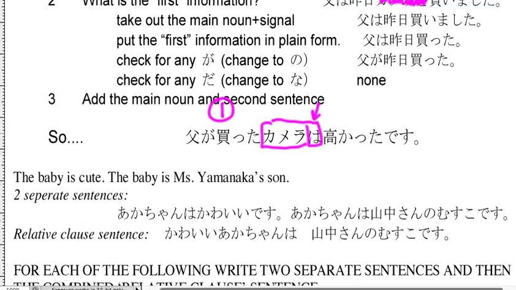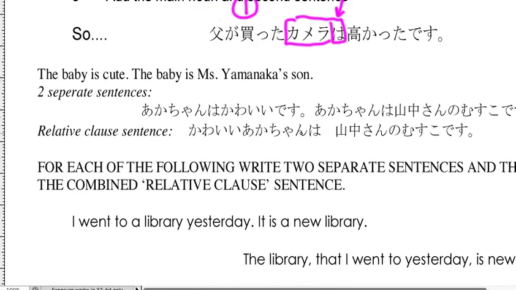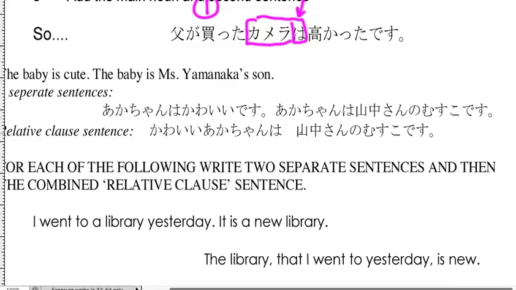If we look below, we have the baby and Yamanaka-san. The baby is cute: Aka-chan wa kawaii desu. Aka-chan wa Yamanaka-san no musuko desu. It comes down to taking out the aka-chan and the wa, and putting kawaii into plain form. Kawaii aka-chan wa Yamanaka-san no musuko desu.